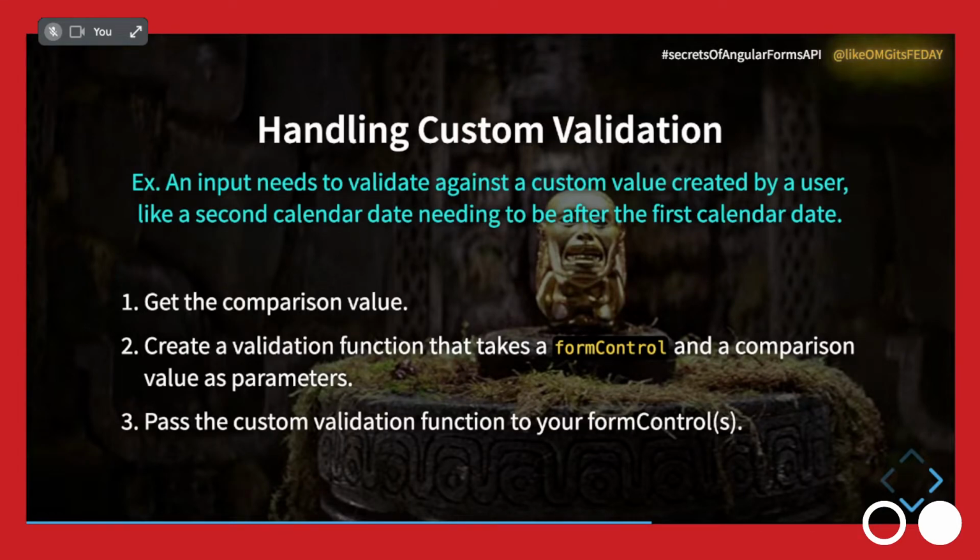A really great example of this is you are trying to book a flight on an airline and you need to select a departure date and a return date. And that return date cannot be before the departure date. This is how you would solve that problem. So you would get the comparison value, whether that's the start date or the end date, you would create a validation function that looks at that form control and then takes the comparison value as a parameter and then pass that custom validation function to your form control. So anytime one of those values changes, you update that validation pattern dynamically with whatever property you're passing it, and then this will re-execute.